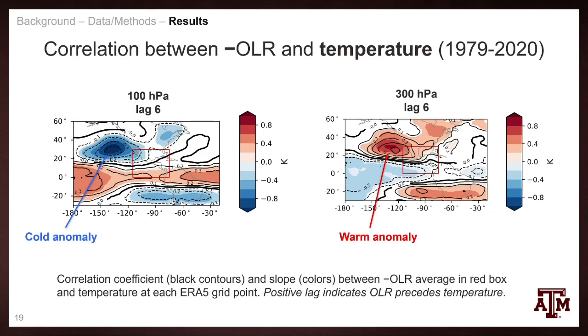These are similar plots to the last slide, except this is the correlation between negative of OLR and temperature at 100 and 300 hectopascal. So in addition to influencing the geopotential height, strong convection also influences the temperature in the upper troposphere, where at 100 hectopascal there is this region of strong cold anomaly, and at 300 hectopascal there is the region of warm anomaly.